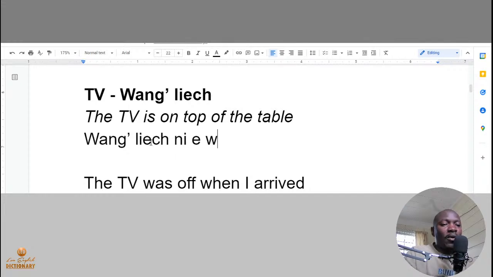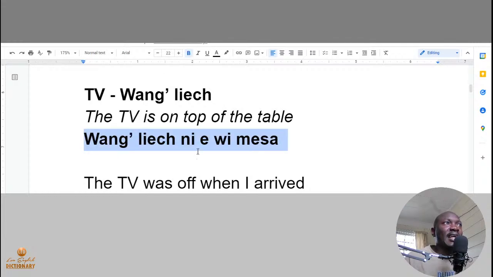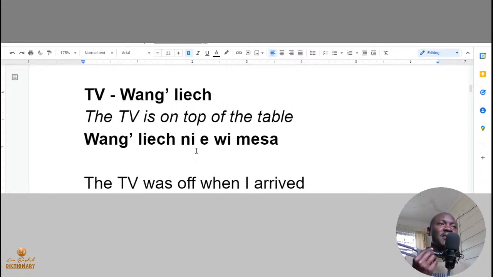Ni e wi mesa. So, this sentence translates like that. The TV is on top of the table. Wang Liech ni e wi mesa. The TV is on top of the table. So this is something typical. It could happen in any place when you're told to describe where you saw the TV, where the TV was. Then you'll just say Wang Liech ni e wi mesa.